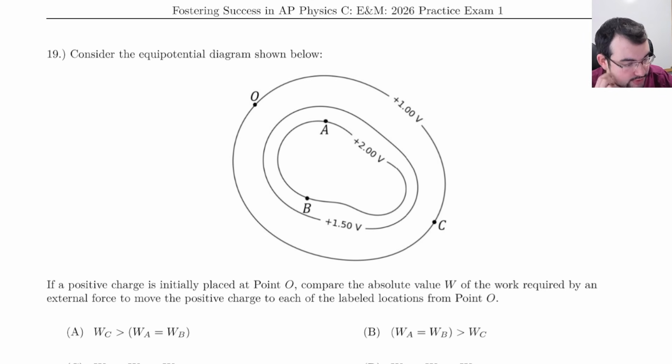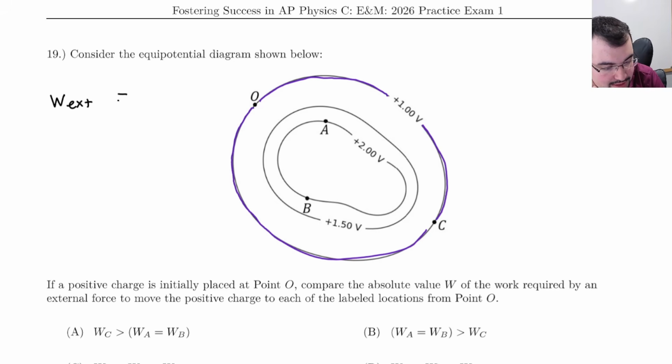All right, equipotentials. If a positive charge is initially at point O, compare the work required by an external force to move the charge to each of the locations. So we're currently living on this equipotential, this 1 volt line, and we're looking at the work required to push it to each of the other points on here. So we know that the work required from an external force is actually just equal to the change in potential energy. Because if you're changing your energy, that must come from somewhere. And if it's not internal forces, which are electric, you must have spent that delta U. That must be the energy you spent to move the charge.